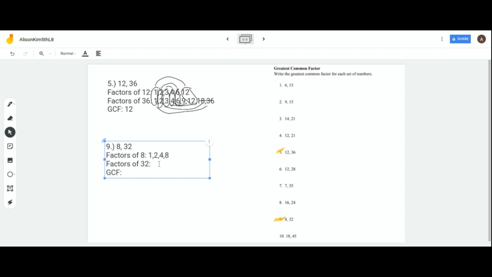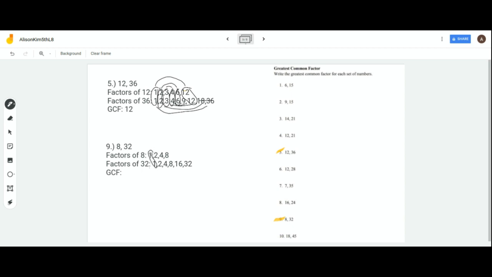I'm sorry, we already have it from last time, right? So 1, 32. There's also 2 times 16, right? Now there's also 3 times 12. Oops, no there isn't. There's 4 times 8, 5, 6, 7, 8. And that's it, right? So let's find the GCF.